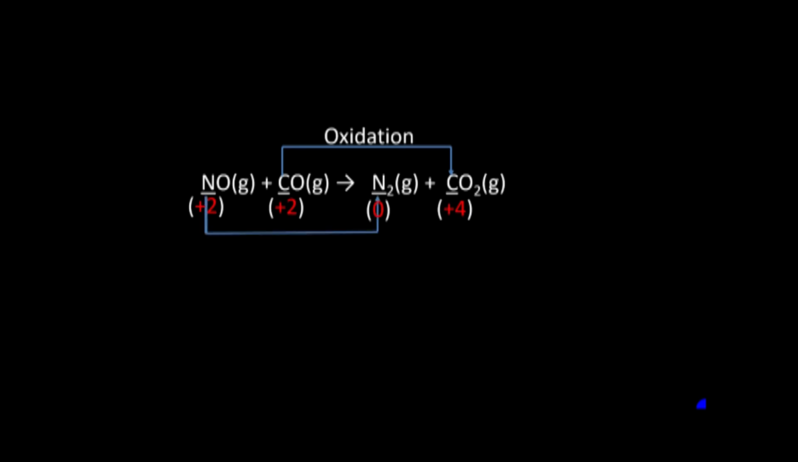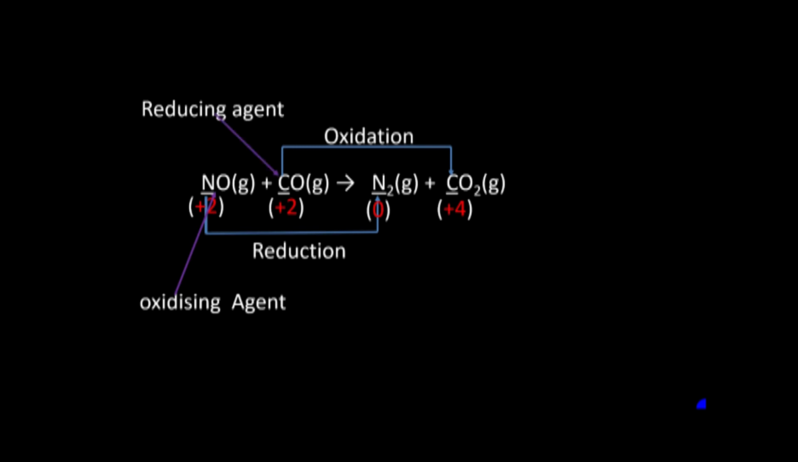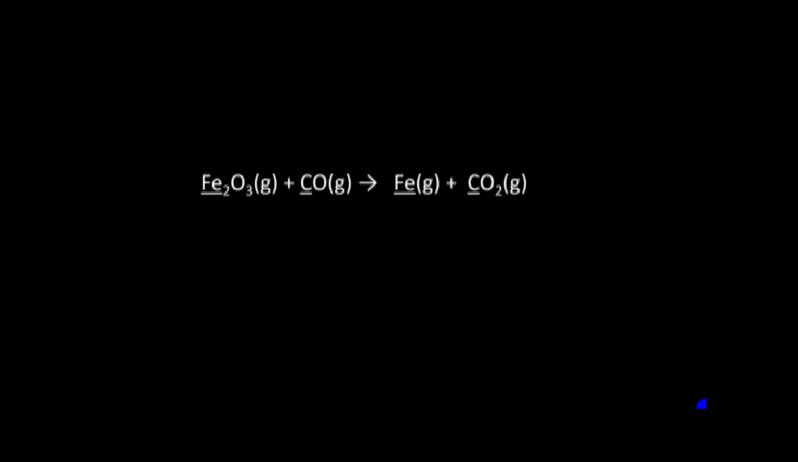This is a reduction reaction. But our target is to find the oxidizing agent. The oxidizing agent here is NO, because it is reduced, and the reducing agent is CO. This is oxidized. Another example I want to discuss, Fe2O3 hematite plus carbon monoxide.